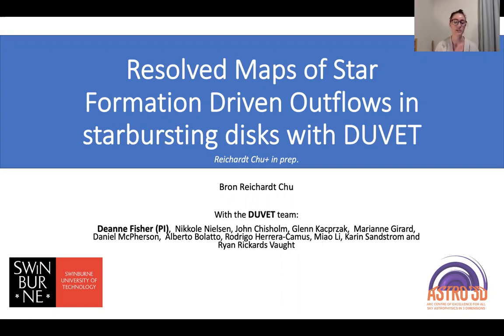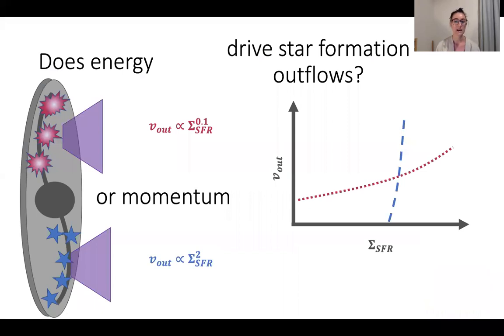This is some work we've been doing mapping star formation-driven outflows in starbursting disks with DUVET. Outflows are an observational signature of star formation feedback. What we would like to know is, are these outflows primarily driven by energy or by momentum?